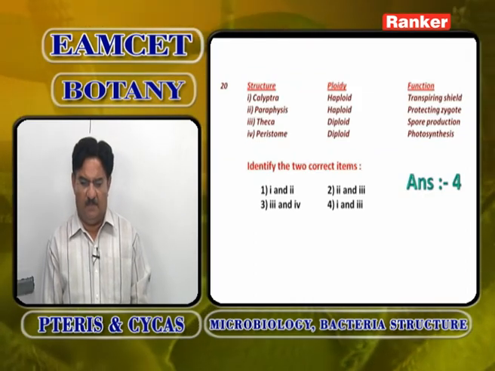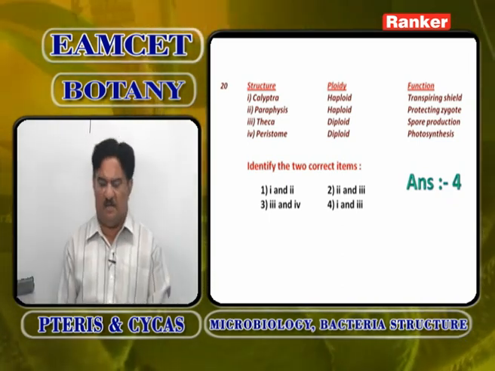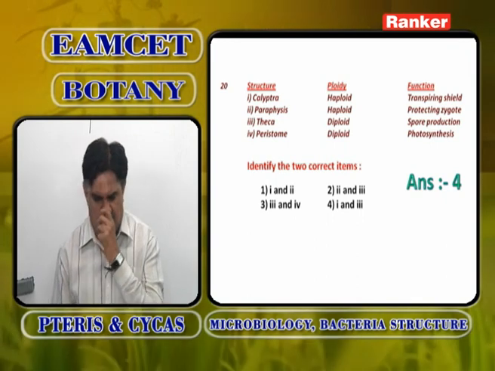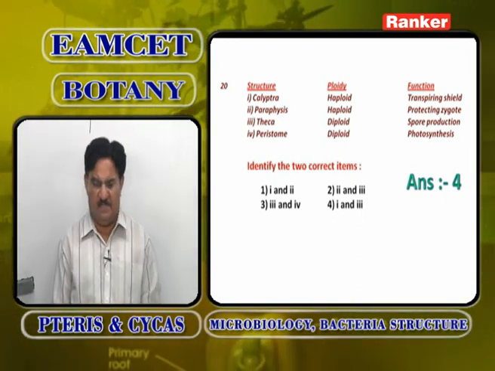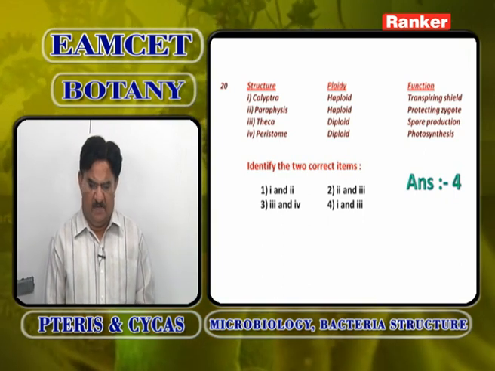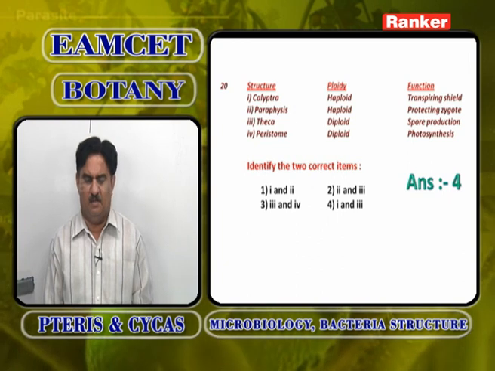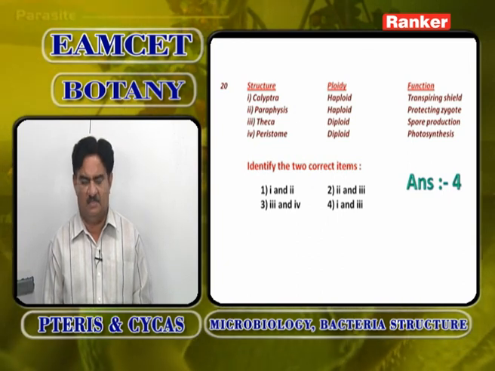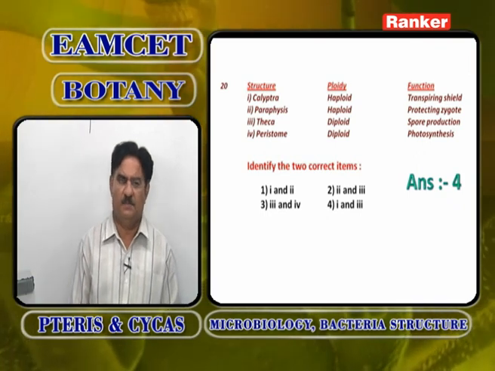Now, peristome, diploid, photosynthesis: peristome is diploid, correct, but it is not green in color and does not perform photosynthesis. So, for the two correct combinations: Calyptra haploid transpiring shield is correct. Theca diploid spore production is correct. Paraphysis haploid protecting the zygote is wrong. Peristome diploid photosynthesis is wrong. So the correct combinations are 1 and 3. Here the option is 4.